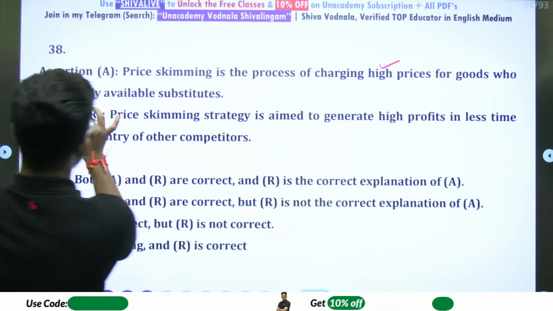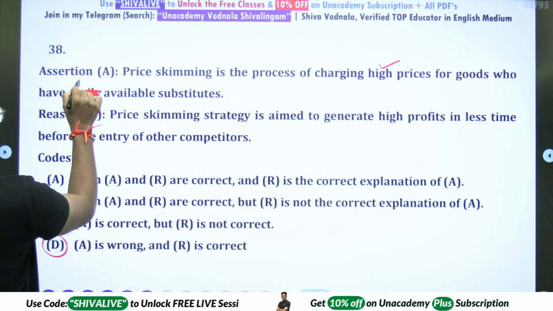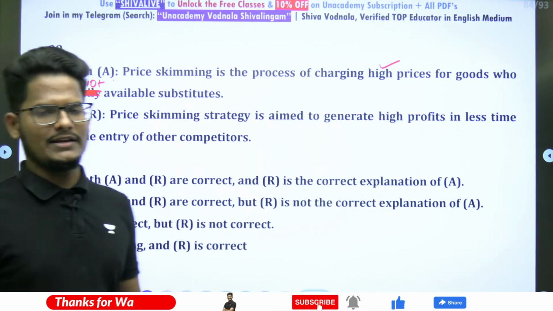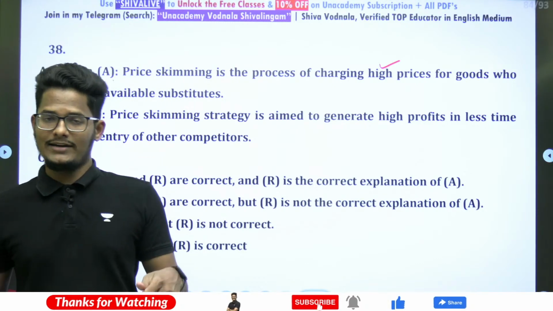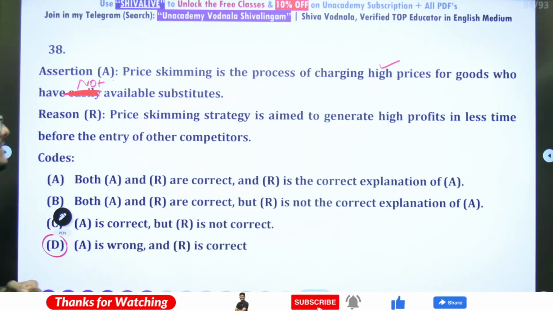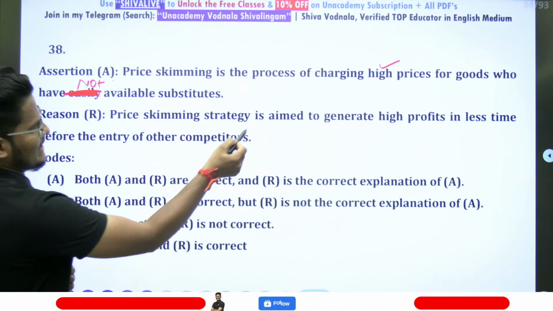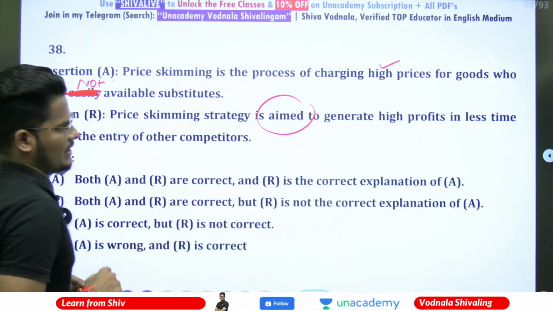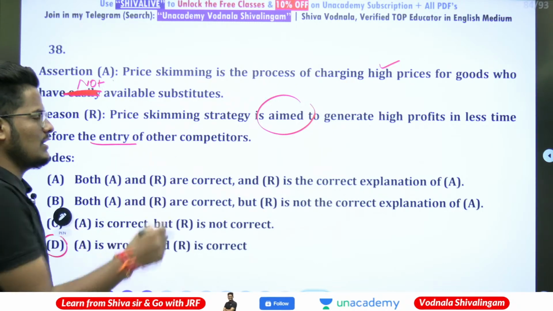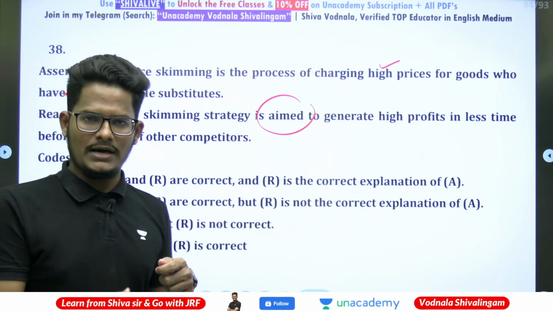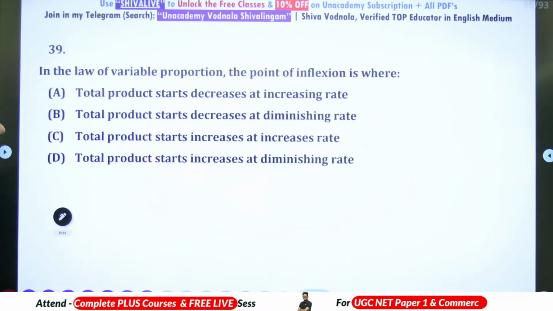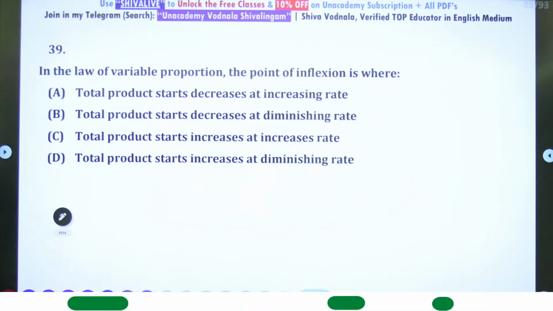But it is for those products which are not easily available in the market and do not have any substitute. They are actually brandable, unique products, and they will be using the skimming strategy. Skimming is a strategy aimed at generating high profit in less time. Obviously, they have to generate it in less time before the competitors of the unique product enter the market. They need to make more and more profit for their unique or new product.